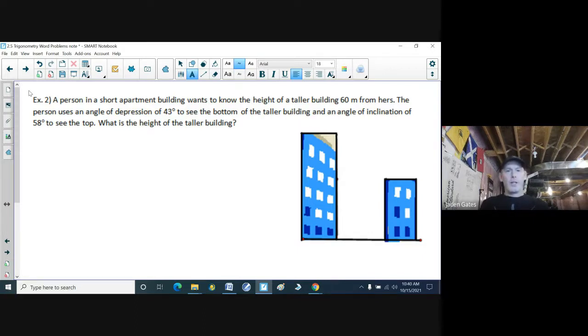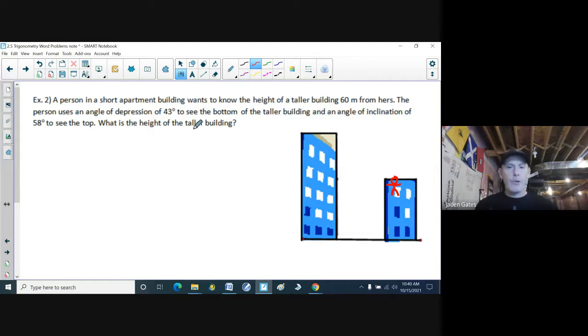Okay. So first off, we got a person in a shorter building. Gotcha. So I'm going to draw my little person in here. We'll, I don't know, let's put them right here. You can actually do this, by the way. There we go. This is actually possible. When I'm in class, we actually do this. We find out the height of an apartment building out our window.